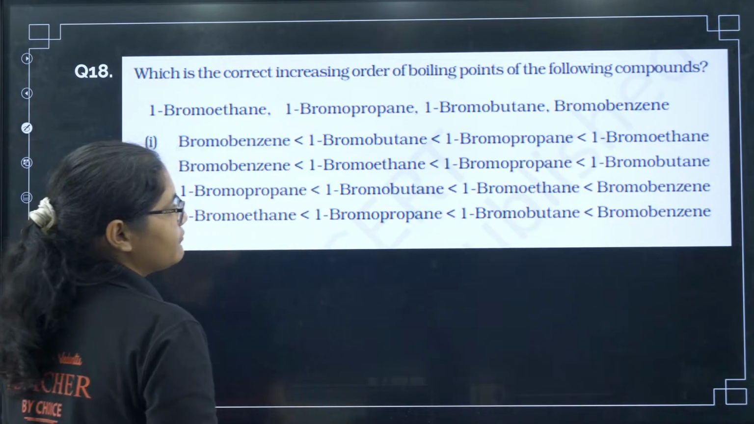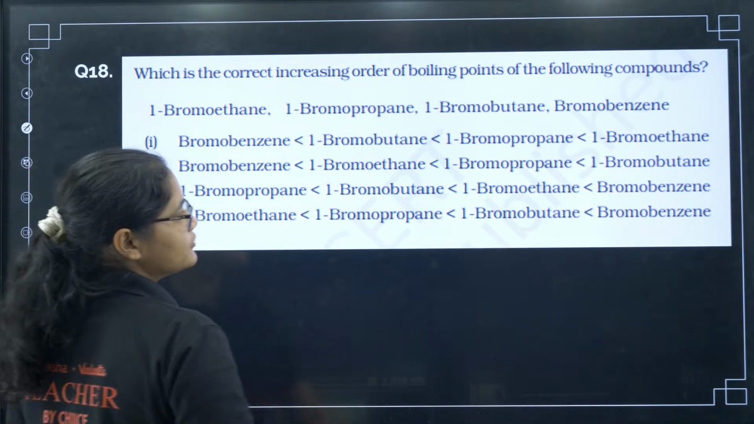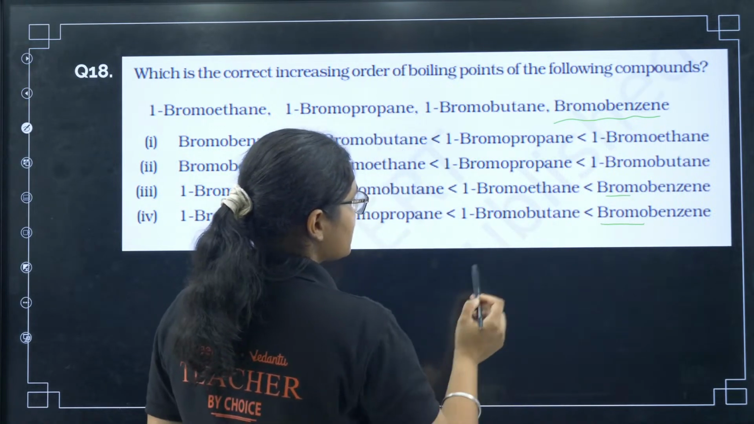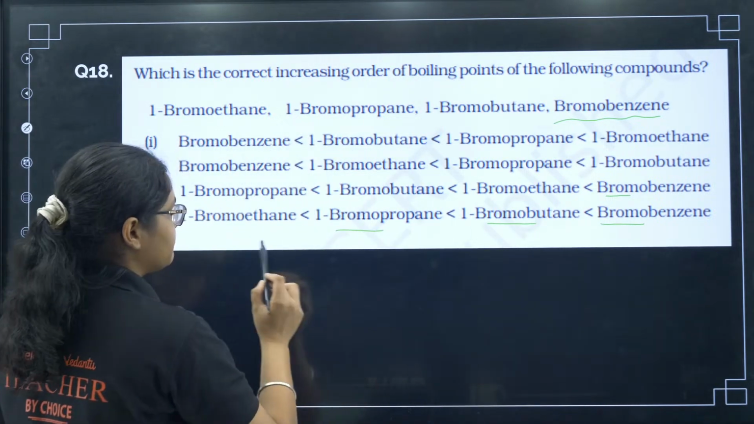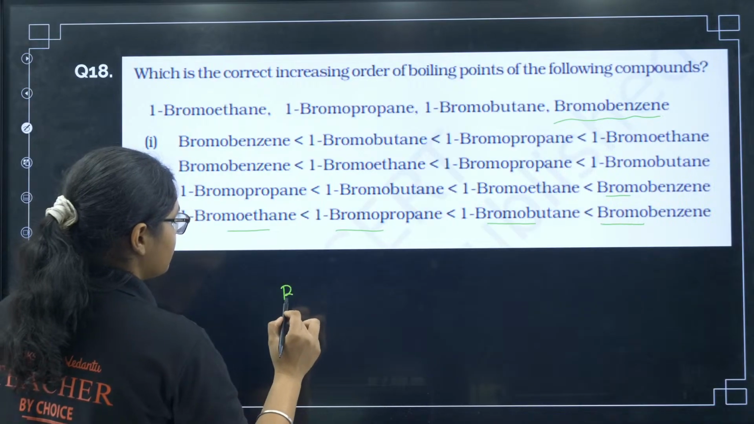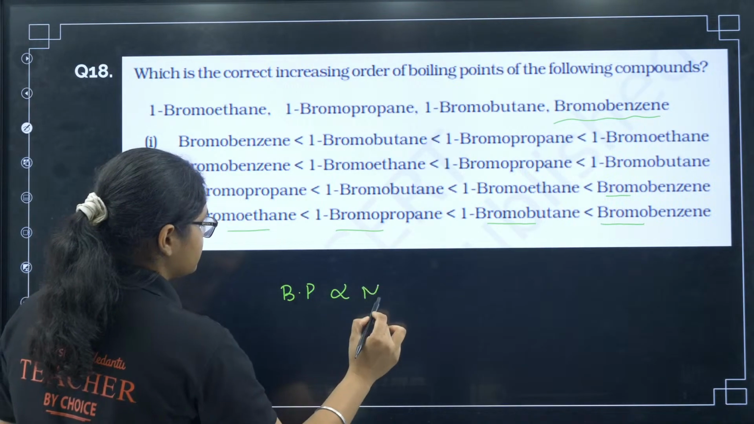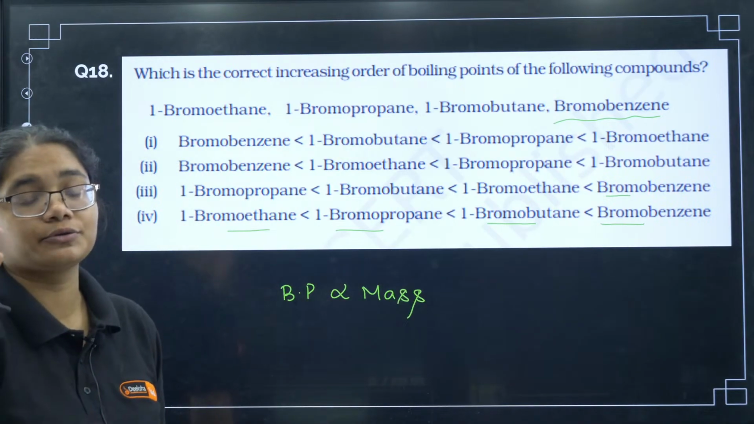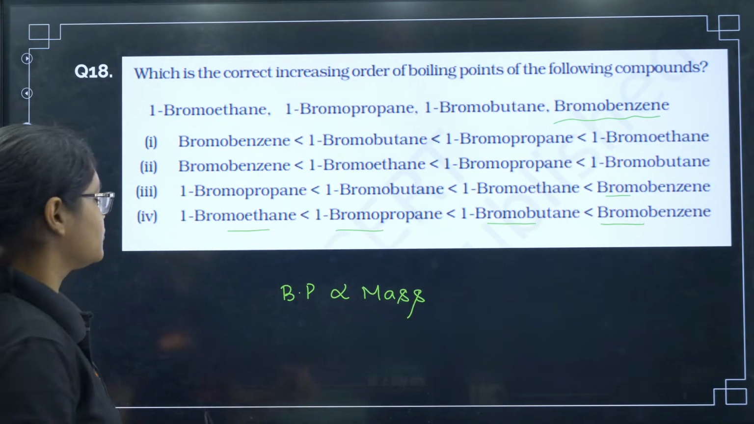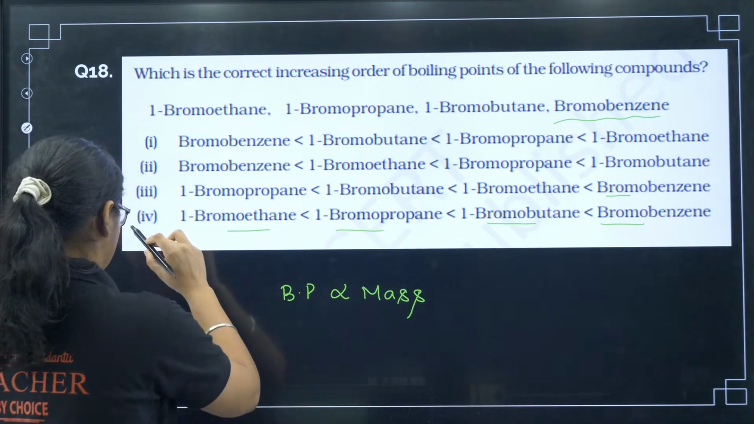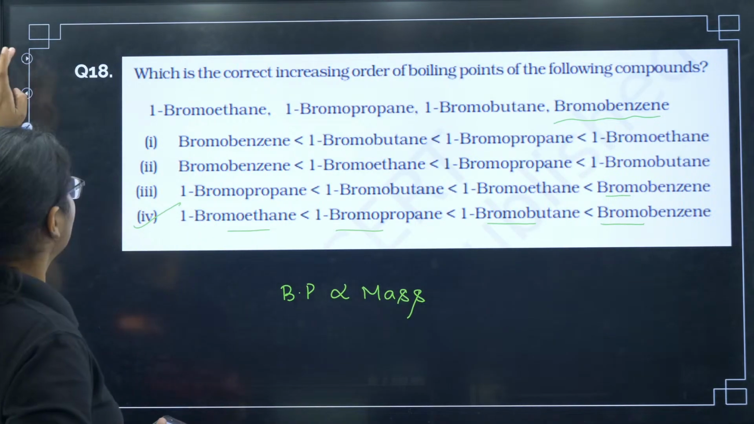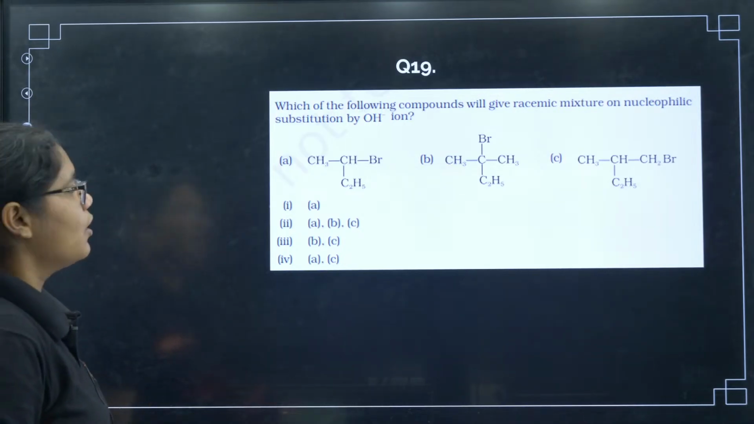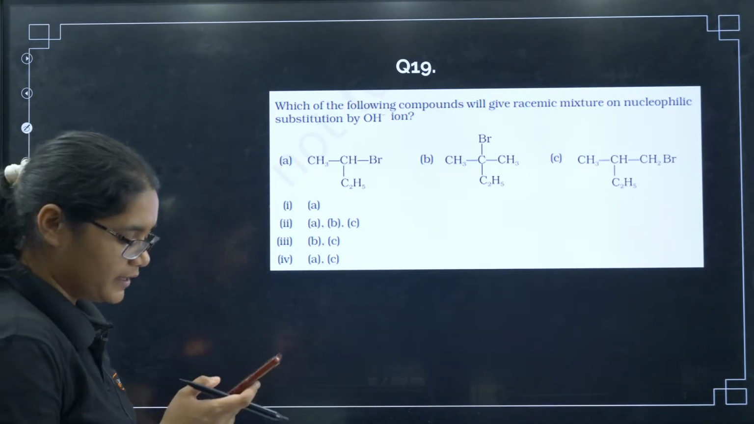So boiling point will definitely depend on the mass, right? So bromobenzene has the highest mass, so I will have this option and this option. Then I will have butane, then I will have propane, then I have ethane. Boiling point is directly proportional to mass. If the mass is the same, then you should consider the branching. So that is why the correct answer is the 4th one. Yes, 18 is D. Next, which of the following will give a racemic mixture on nucleophilic substitution by OH minus?